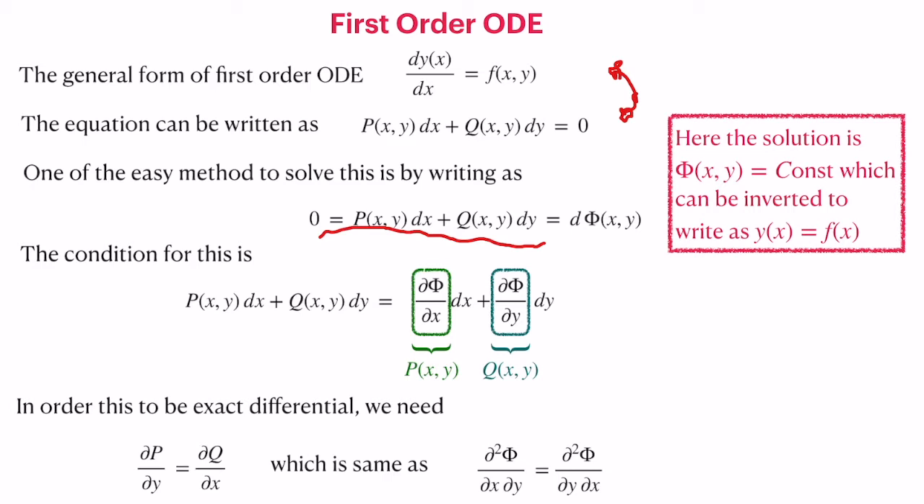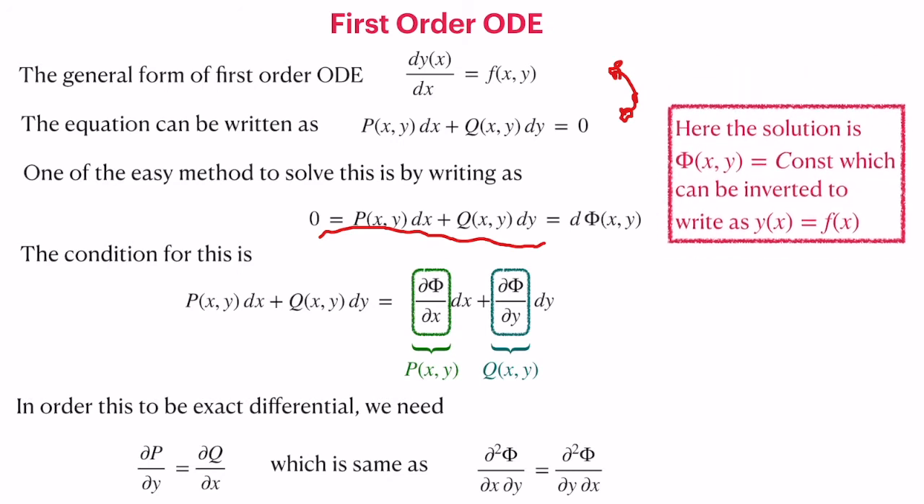Now, in order for this equation to be an exact differential equation, we need the condition dp by dy is equal to dq by dx, which is essentially saying del square phi by dx dy is equal to del square phi by dy dx. That is, the partial derivatives commute with respect to the two variables. Once we have this, we can easily solve this differential equation, and let's do that with a simple example.